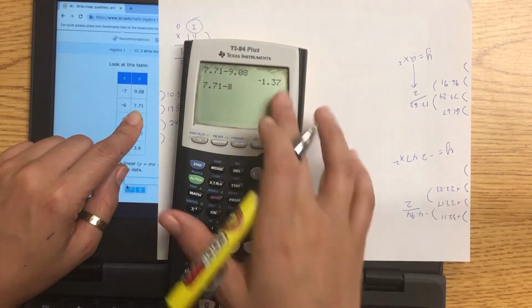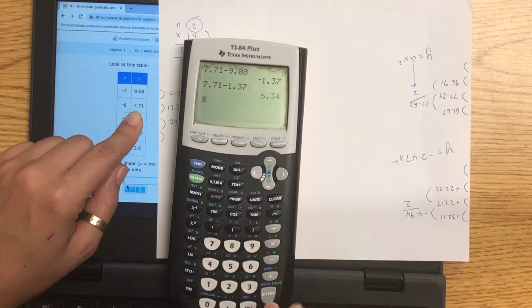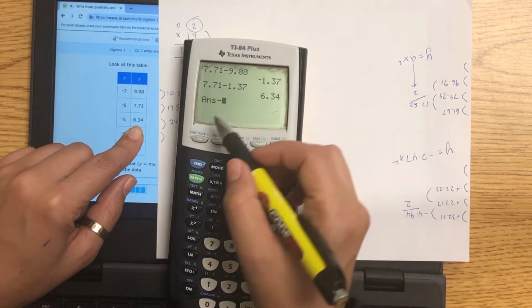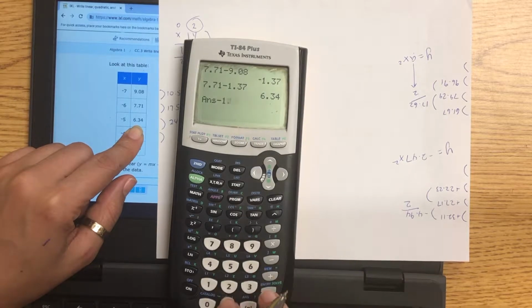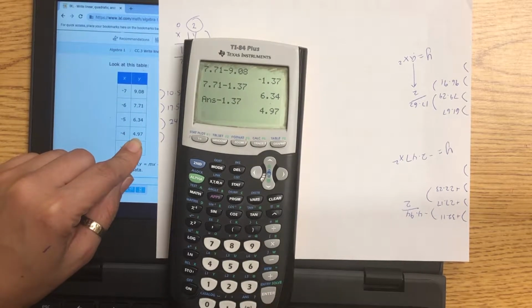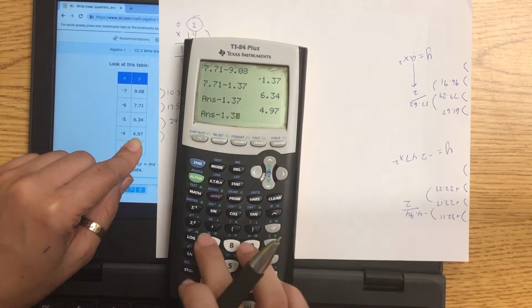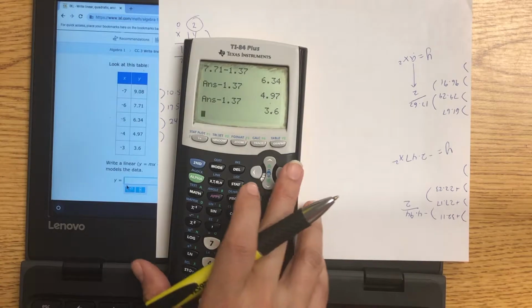0.71 minus 1.37, I do. So this one is linear. Let me do it again: that minus this, do I get the next number? I do. Check it one more time, minus the 1.37. Yes. Okay, so this one is linear.